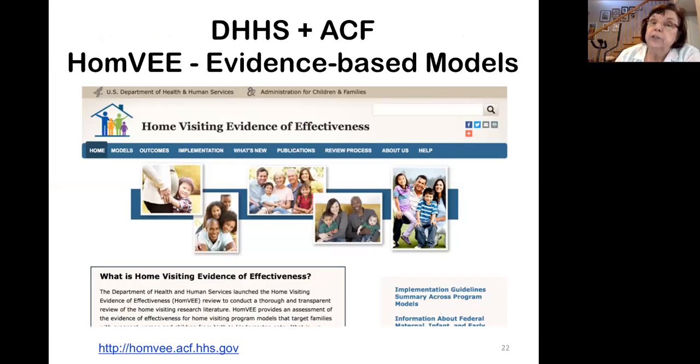So that brings me to the Department of Health and Human Services and the Administration for Children and Families that have this HOME-V evidence-based models website from which some of this information comes. So home visiting evidence of effectiveness, that's what HOME-V means. The government loves all these acronyms.